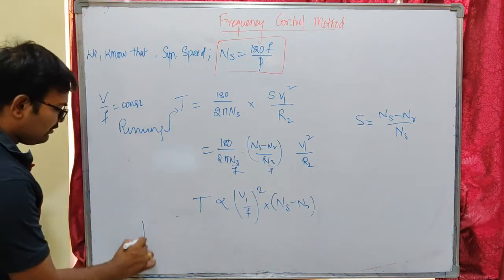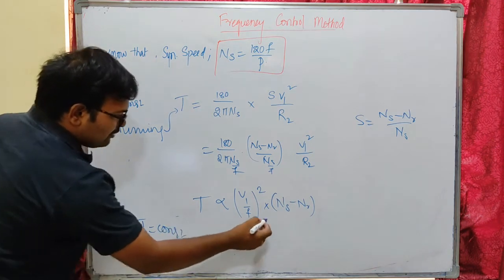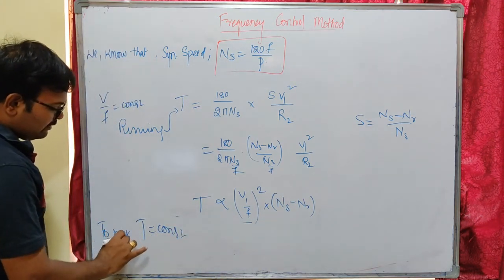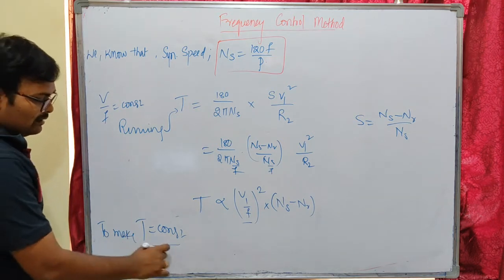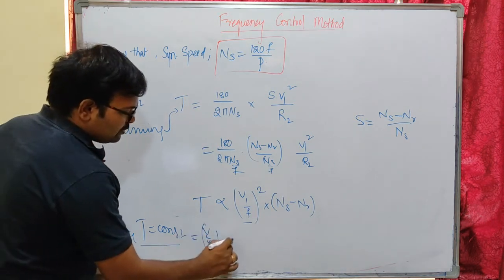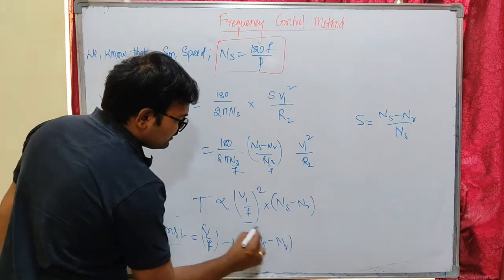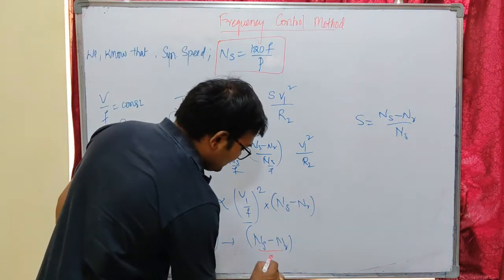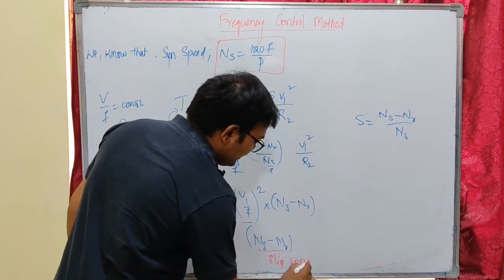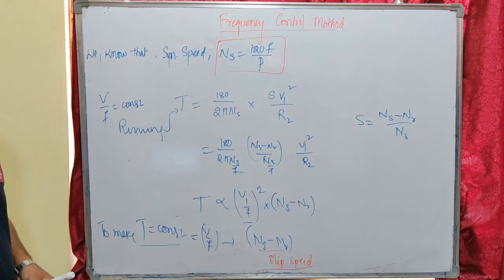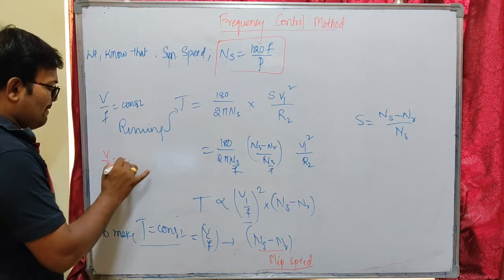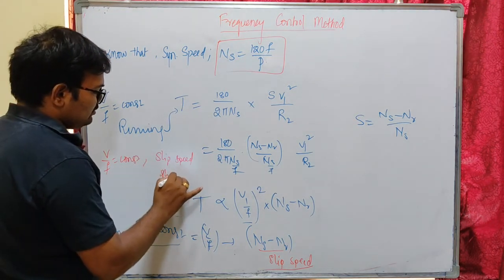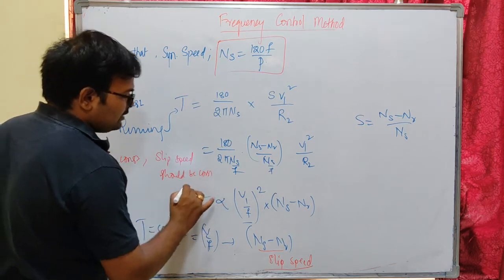Now in order to make our torque to the load constant, as V by f is already constant, our ns minus nr should be constant. That is nothing but slip speed, right? Ns minus nr is slip speed. That means for a V by f control, with V by f equal to constant, our slip speed should be constant. So this is one important expression.